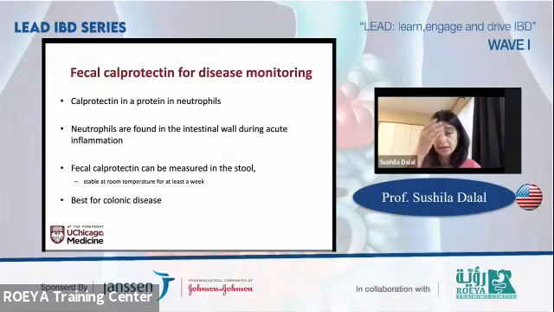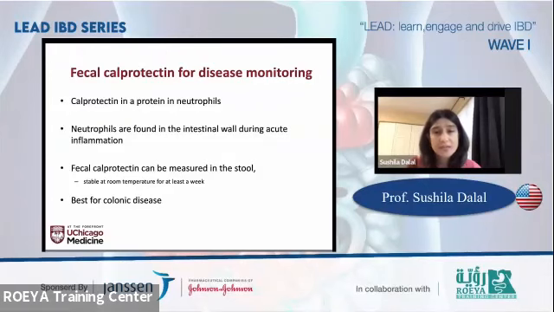A newer test that we've been using is the fecal calprotectin. Calprotectin is a protein that's found in neutrophils, and when there's acute active inflammation, the neutrophils infiltrate the intestinal wall. We can then measure calprotectin in the stool. Calprotectin is a pretty stable protein, so the sample isn't too sensitive. So a patient can collect their stool, and we can measure calprotectin as a measurement of intestinal inflammation.